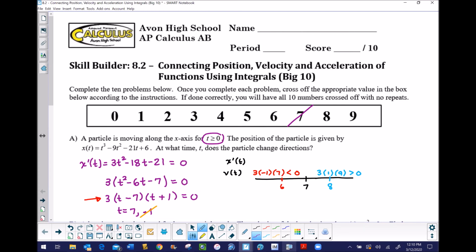Anybody else have any 8.2 questions? Yeah, sure, no problem.